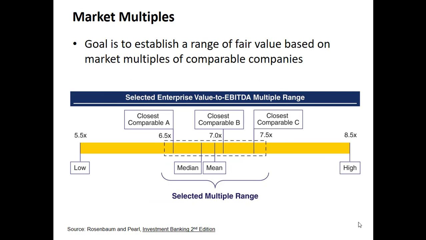Once you have your market multiples, you want to pick the comparables that are closest and find a range. You do not necessarily want to use from high to low or the maximum points of the range. You want to look at something like the median or the mean to come up with a fair value for the company towards the middle of your range.